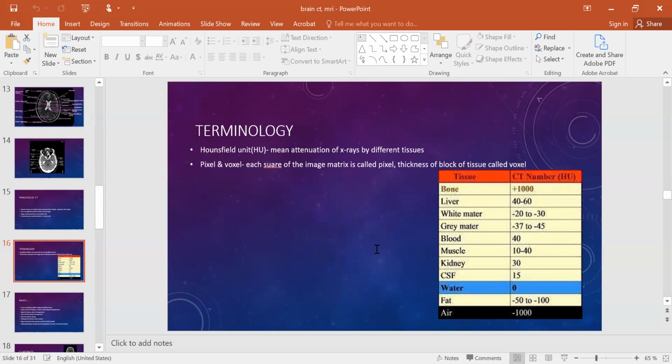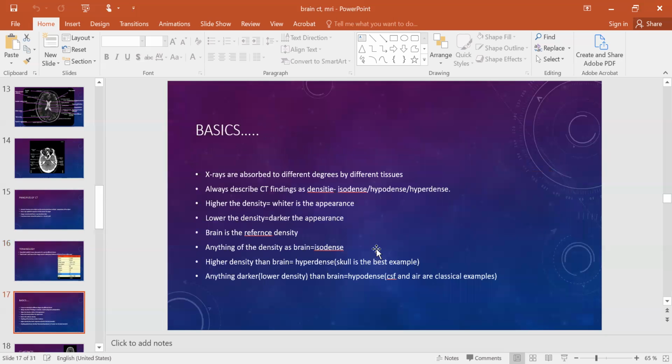For example, bone has plus 1000 Hounsfield units. Water has 0 Hounsfield units. Air minus 1000. Blood 40. Liver Hounsfield units will be from 40 to 60, and so on. Pixel and voxel: each square of the image matrix is called a pixel, and the thickness of the tissue is called a voxel.